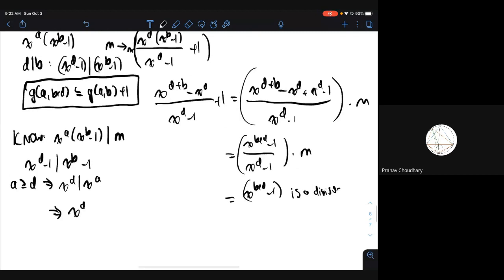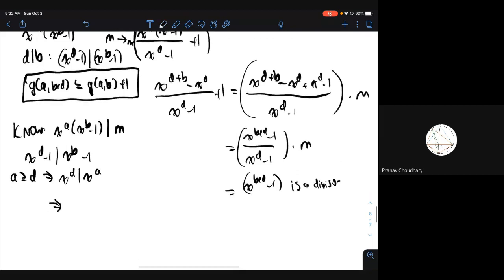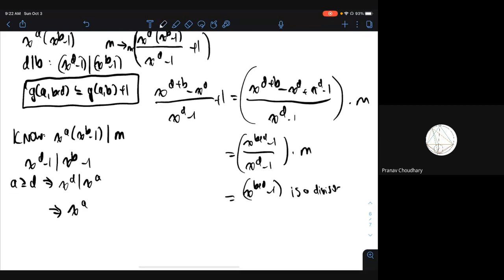x to the d times x to the b minus 1, we have x to the a, x to the b minus 1. So we can divide this by x to the b minus 1. Sorry, x to the d minus 1. Since x to the d minus 1 divides x to the b minus 1, this is still an integer, right?